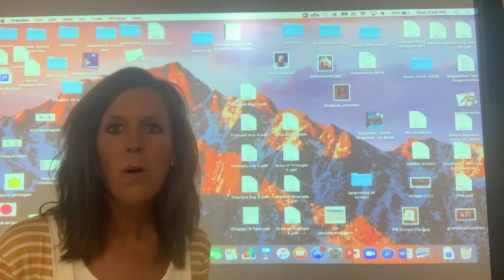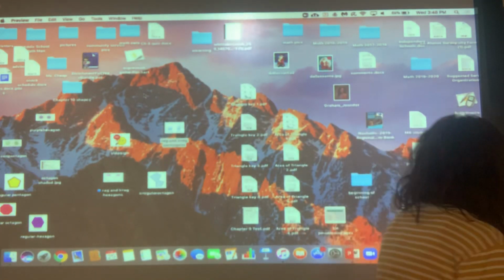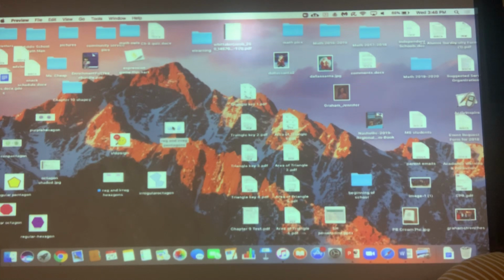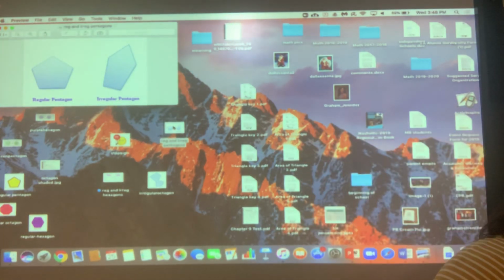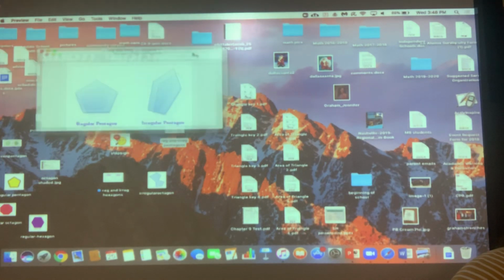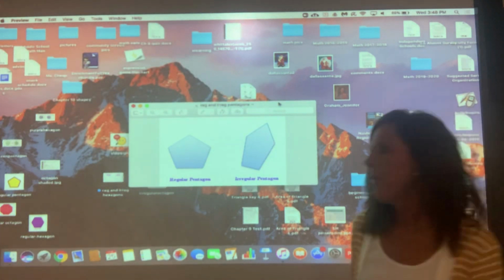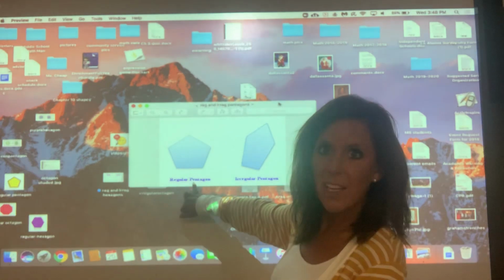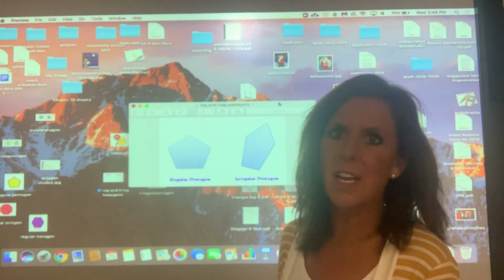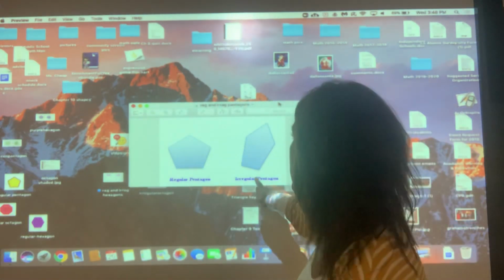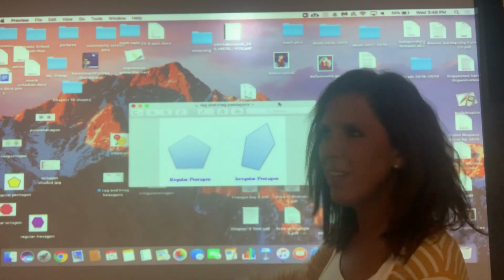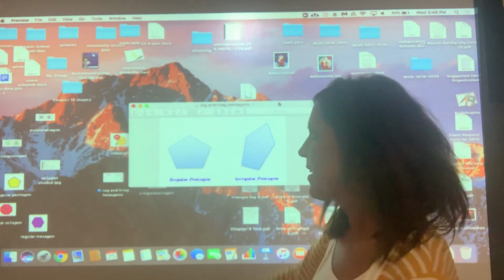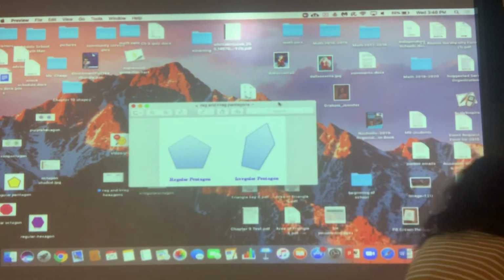So first of all, what is a regular polygon? Well, let's look. First, we're going to look at the five-sided polygon, which is the pentagon. Both of these are examples of a pentagon. However, this one is the regular pentagon because all of its sides are the same length, and this one does not have all of its sides the same length, so it is not regular. So regular means all of its sides are the same length. Here is your regular pentagon.